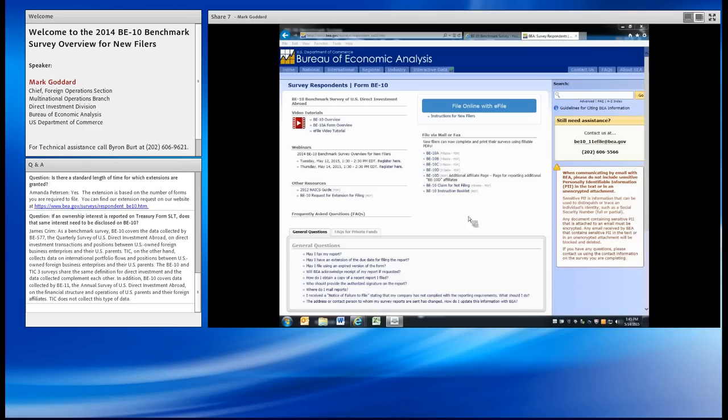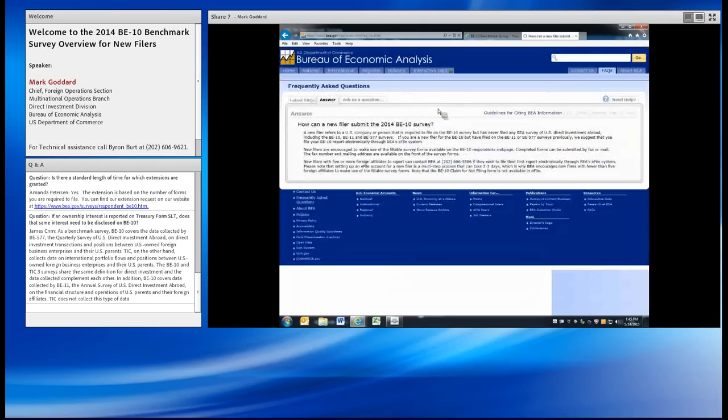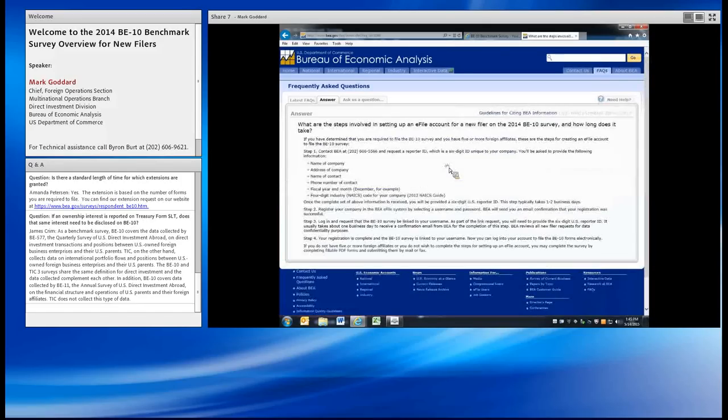So back here on the BE10 webpage, at the top right, underneath the File Online with eFile button, you see here Instructions for New Filers. You can click on that link, and there's very valuable information here on how a new filer can submit the 2014 BE10 survey forms. There are many links within this section that you can click on to find out more. Most importantly, the multi-step process that can take 2 or 3 days for each eFile link.